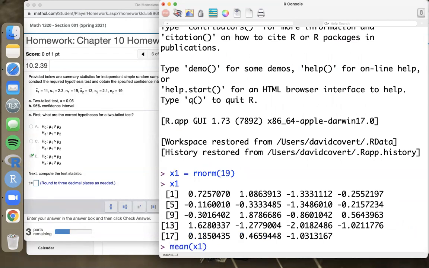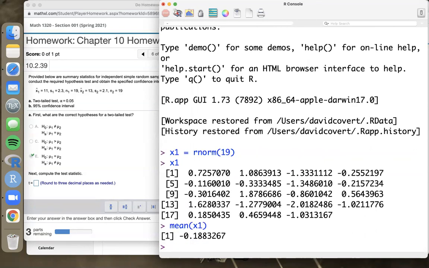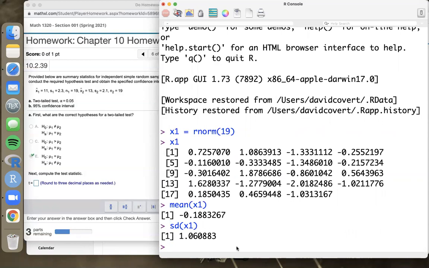Now the mean's not really going to be 0, it's going to be close, and the standard deviation is not really going to be 1, although it'll be close. And so what we have to do is we have to fix that, and then I'll show you how to adjust to get the mean and standard deviation that we want. So the first thing that we're going to do is we're going to subtract. I'm going to redefine X1 to be itself minus its mean.